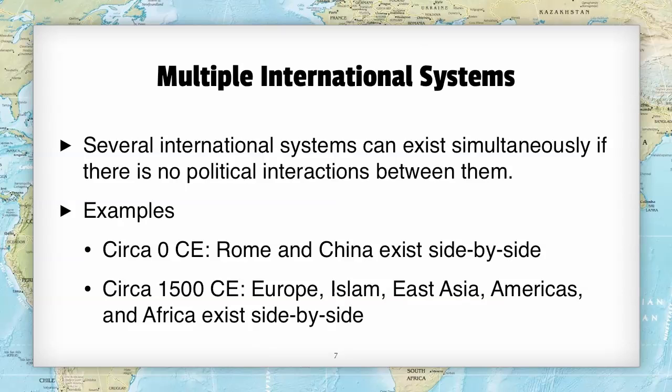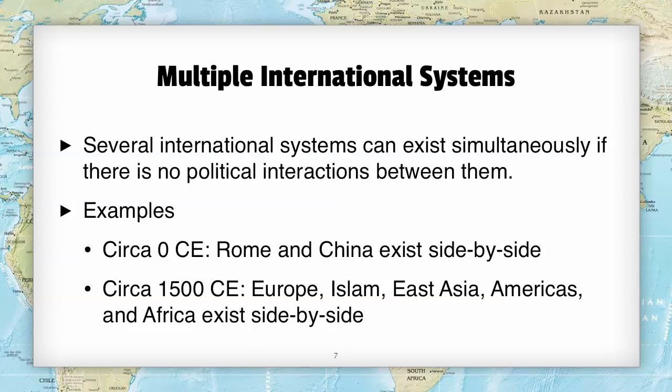So some key examples historically of this: around 0 CE, you have both Rome and the Chinese empires existing side by side, but they have no meaningful interaction. They know that each other exists in a very loose sense, but beyond that, they're simply not related in any meaningful way. So two separate systems. Rome was hegemonic in its territory, China was hegemonic in its territory, and they didn't interact. It wasn't like superpowers or rivals, it wasn't bipolar. It was two separate international systems that were both unipolar at their time.